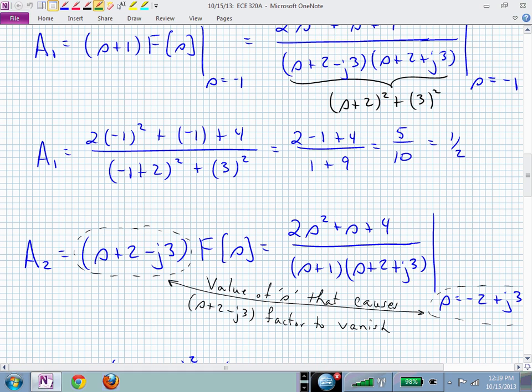We didn't cancel it. But then we evaluate that expression at the value of s that causes this factor on the left that I've indicated multiplying f of s, whatever s is that causes that to vanish. That's the value of s that you substitute into that expression and evaluate for a sub 2. And a sub 2 can be and probably will be a complex number.